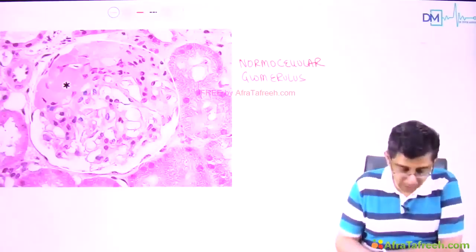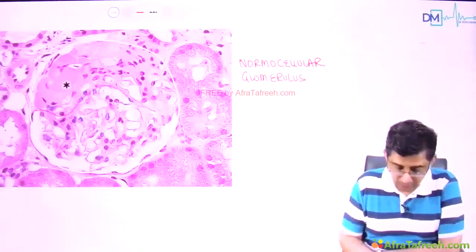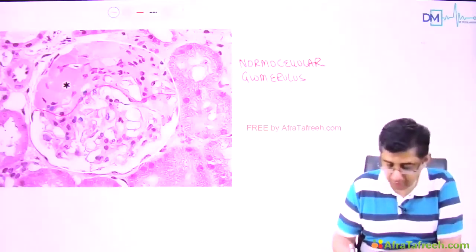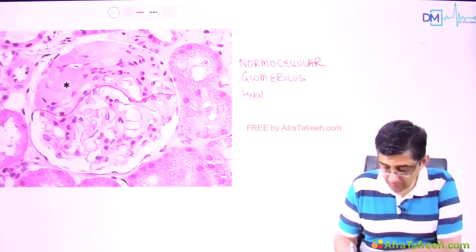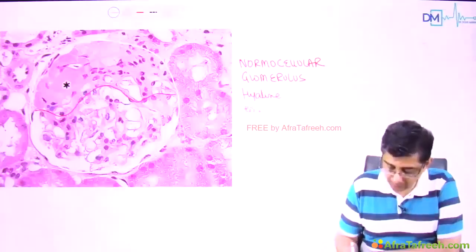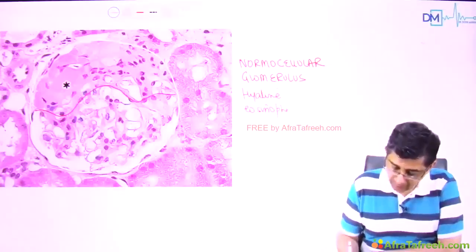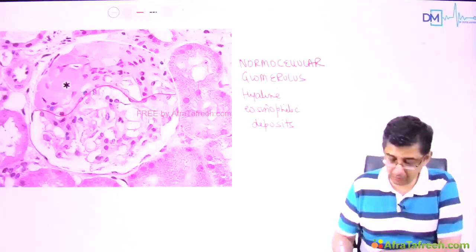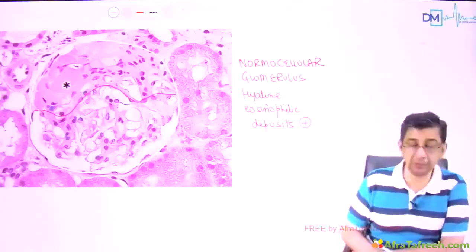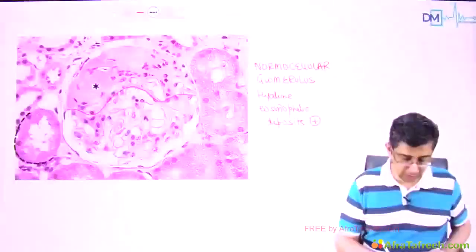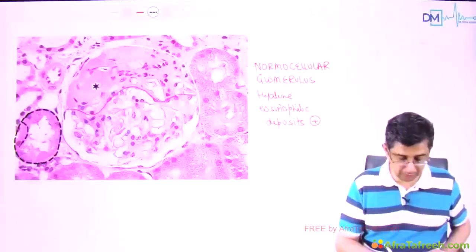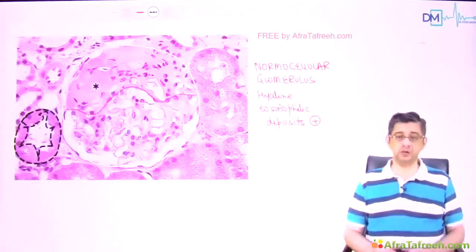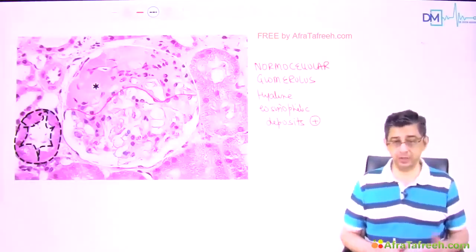Then in one part of the glomerulus, you will notice this pink hyaline eosinophilic deposit. These pink deposits are present inside the glomerulus of the patient. And at the same time, along with these hyaline eosinophilic deposits, you can notice that the tubules of the kidney of the patient look perfectly normal. The lumen is patent, unlike a myeloma kidney where the tubules could be blocked by Bence-Jones proteins.